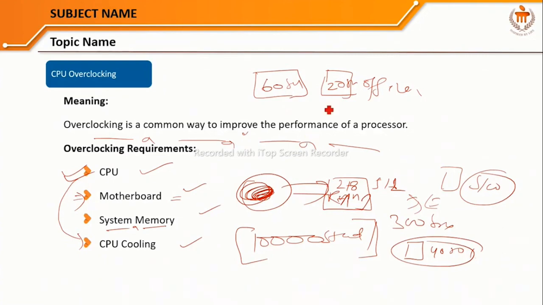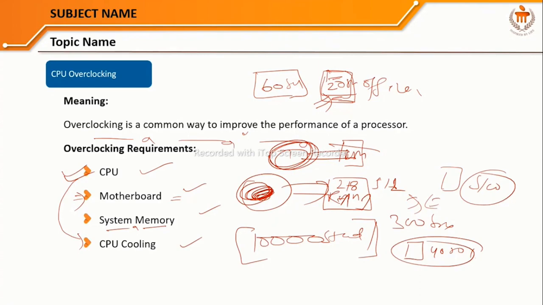But due to limited space, we can only seat 20 students. What will happen then? I will teach only the 20 students. Similarly, the CPU is working faster, but if the RAM size is not good, how can we take the data? So here it will be a problem. So the system memory, motherboard, and CPU cooling are responsible for the overclocking requirement. In overclocking, we are using more of the facility.